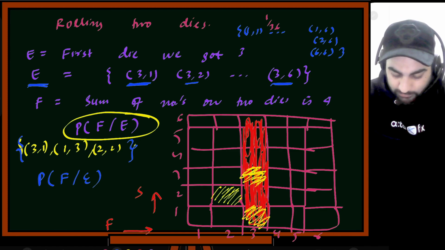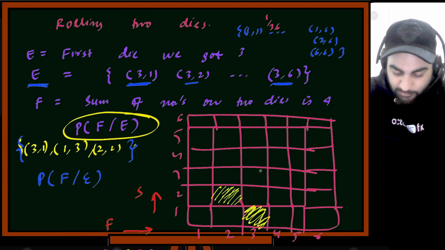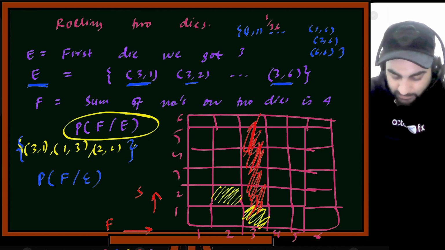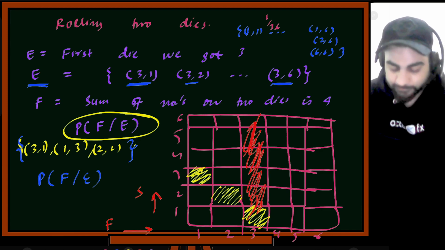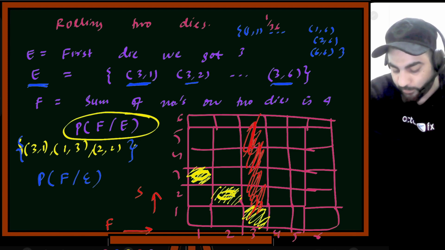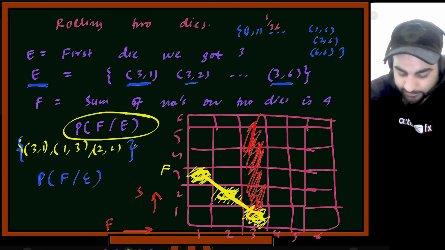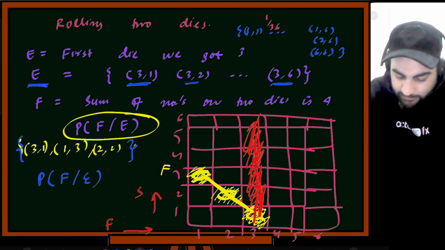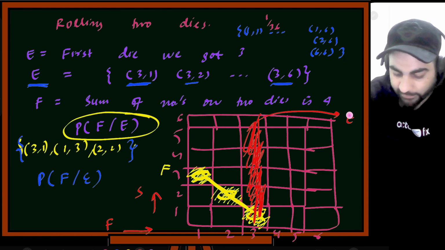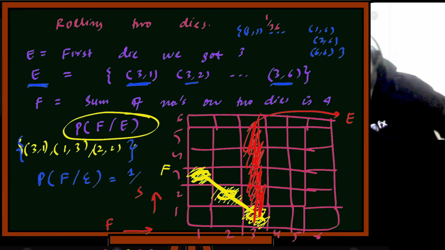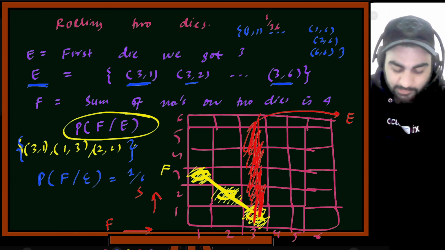This is 1 3, 3 1. Wait, wait. This is one, and this is one more. This is 1 3, and this is my 3 1. These three: 1, 2 and 3. This over here is my event F. This red over here is my event E. Rian said the answer is 1 by 6. So how did you compute it?